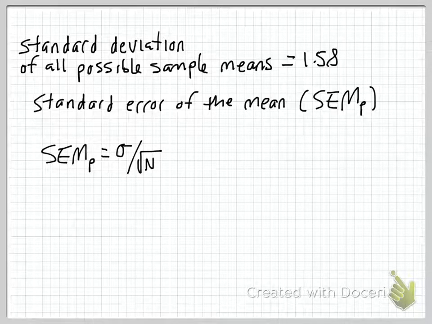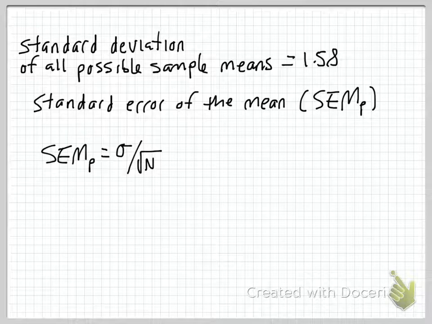So previously, you computed the standard deviation of all of the possible sample means. When you took all of the possible random samples of a size of 2 from that population of 4 scores, you then computed the standard deviation of those sample means and ended up with 1.58. That's called the standard error of the mean.